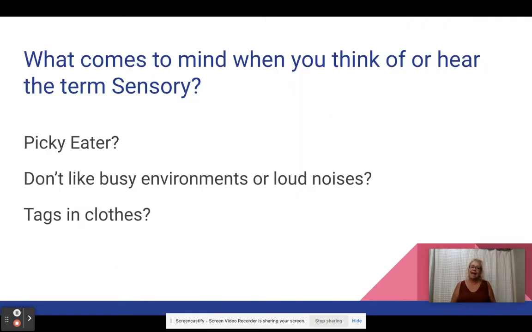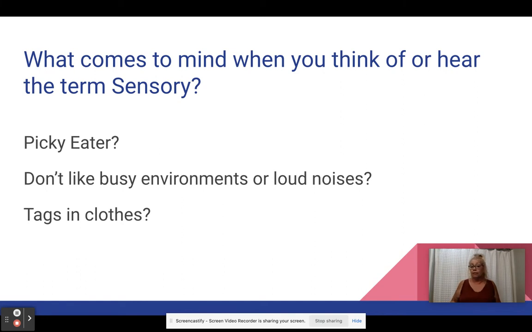I want to first ask you, what comes to mind when you hear the term sensory? Maybe you're a picky eater or you know of a picky eater. Maybe you don't like busy environments or loud noises, or you know somebody that doesn't like these. Or maybe you know somebody or yourself that doesn't like tags in clothes. Now, mind you, if you have one area of difficulty out of these three, there's many more that we can talk about as well too.